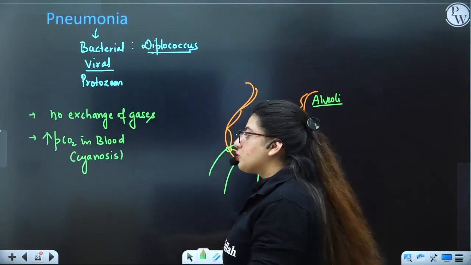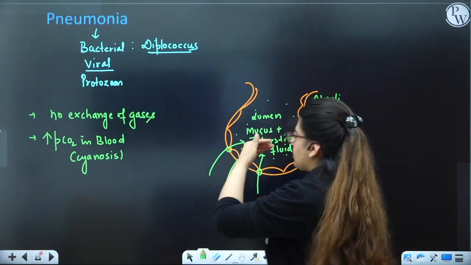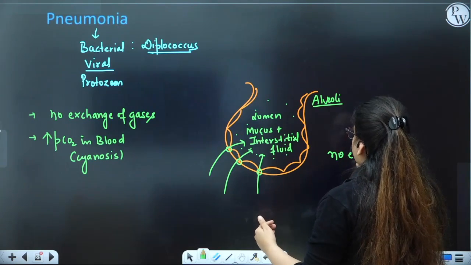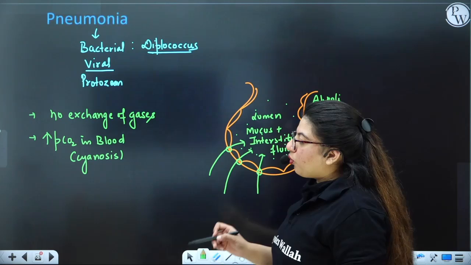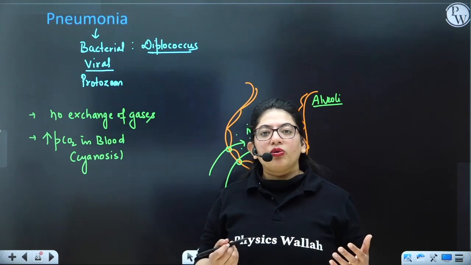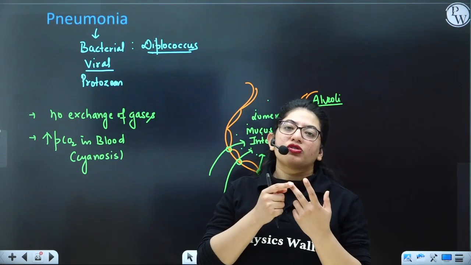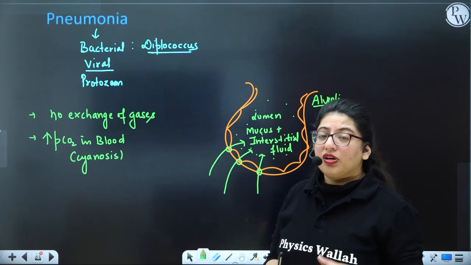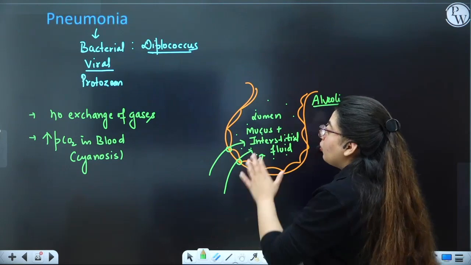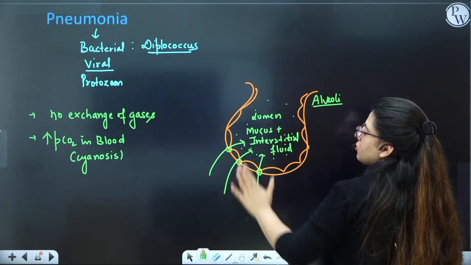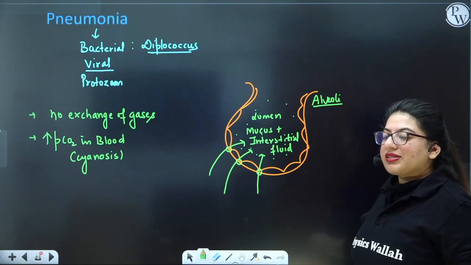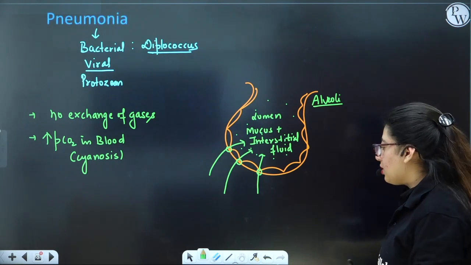Why? Because there is more CO2 in the blood now, no exchange of gases is taking place here, as I've written already, right? So the person's CO2 is more in the blood, and the blood will appear blue. Also the fingernails will appear blue. That's a symptom of pneumonia. So why does pneumonia take place? Due to inflammation, there is an increase in mucus and interstitial fluid in the lumen, and as a result, no exchange of gases takes place. All right.